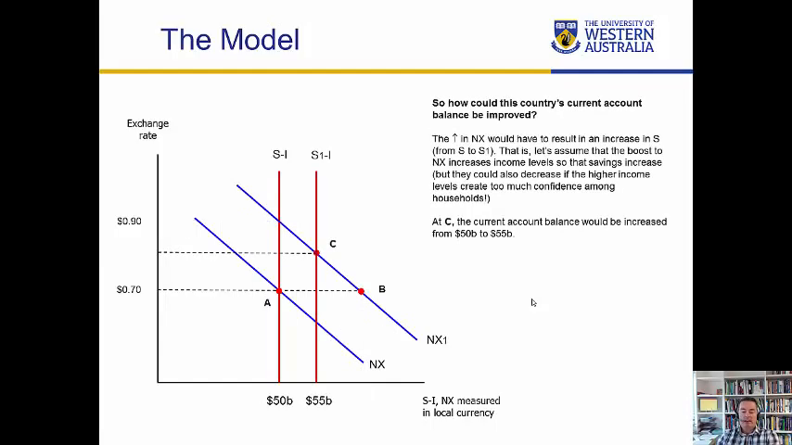So then I've asked the question here, how could this country's current account balance be improved? Now what I'm assuming here is that we all agree that if the current account balance goes from, say, 50 billion to 55 billion, that's an improvement. That's just an assumption that I'm making.